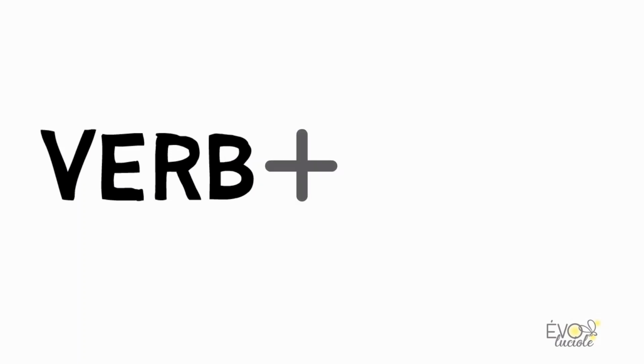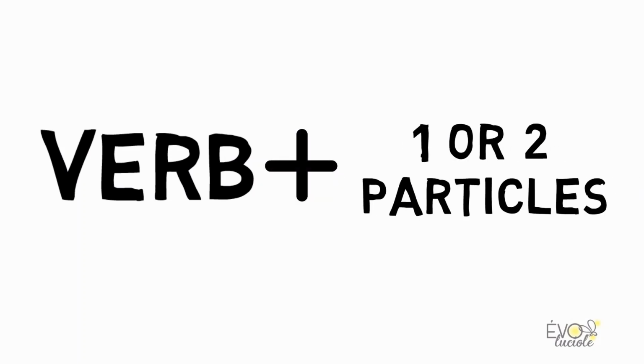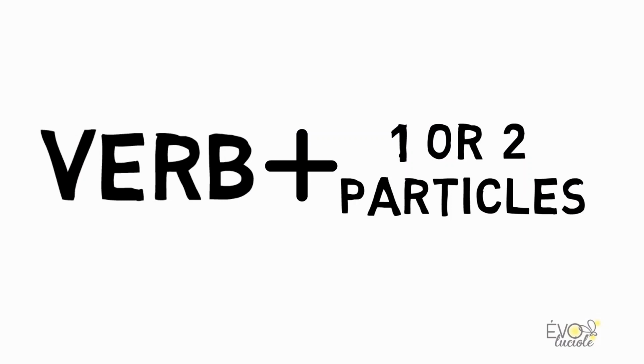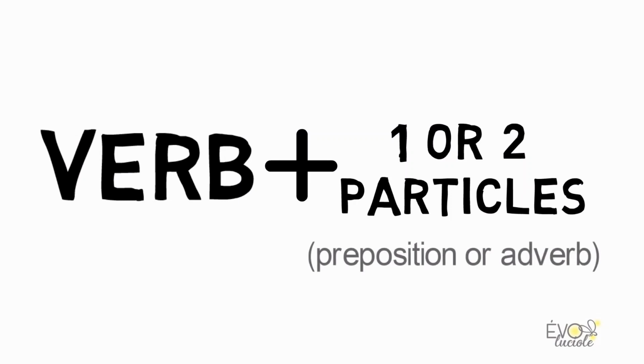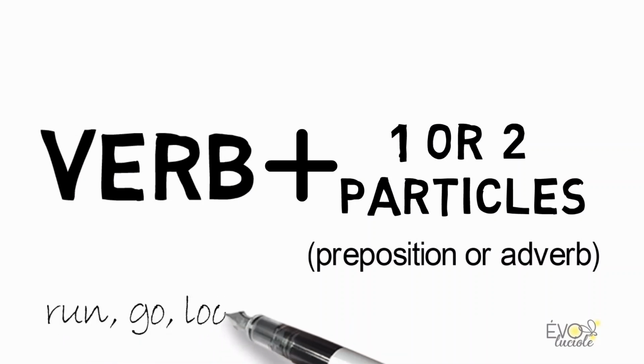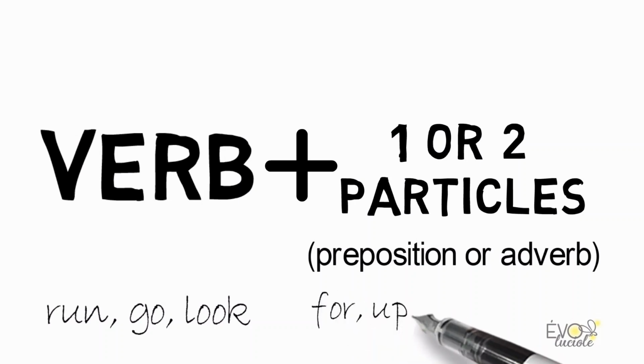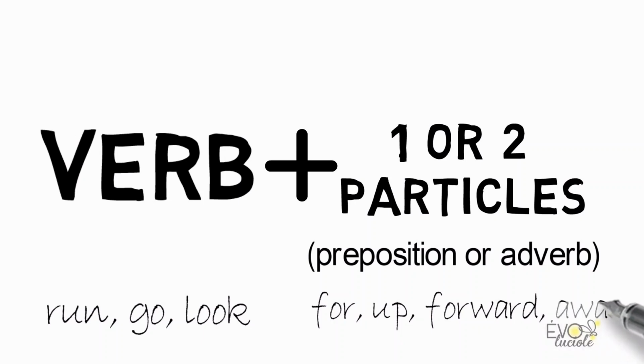A phrasal verb is made up of a verb plus one or two particles. The particle can be a preposition or an adverb. Some examples of verbs: run, go, look. Some examples of particles: for, up, forward, away. These are put together and they form a whole new verb, which means something completely different that isn't quite easy to understand.